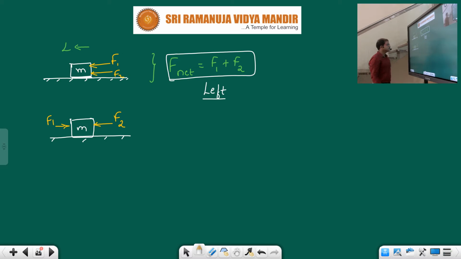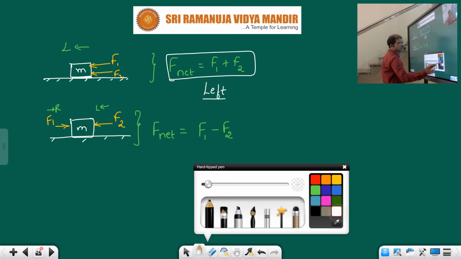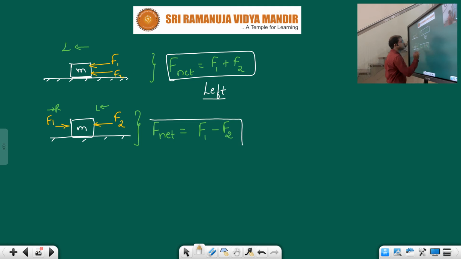Similarly here, what will be the net force? See, children, here F1 is acting towards the right, F2 is acting towards the left, which means both are acting in opposite directions. Whenever they are acting in opposite directions, what should we take? Subtraction, right? Either F1 minus F2 or F2 minus F1. We need to subtract. So here, this is the net force.